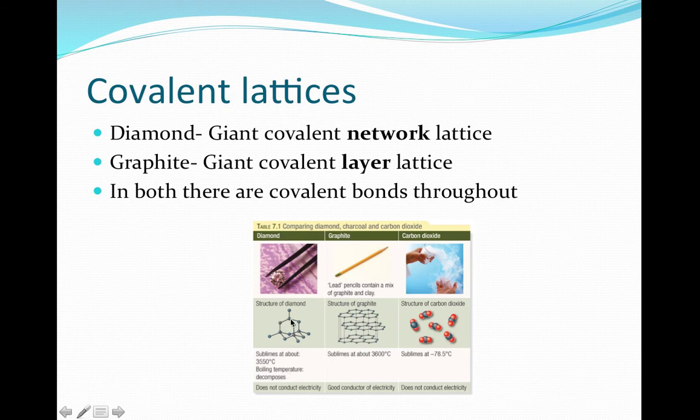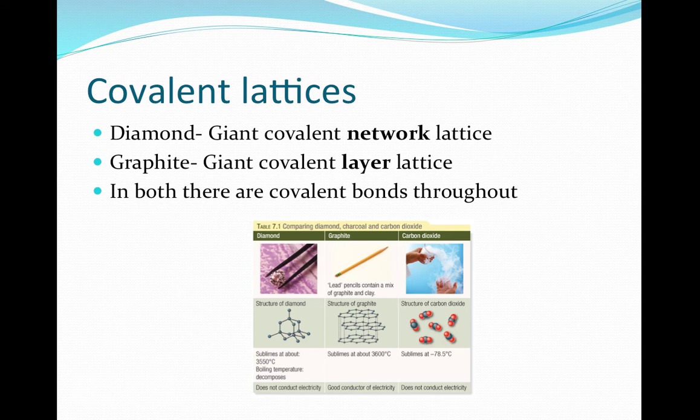We can get network lattice, where each carbon is covalently bonded to 4 others, and it just keeps on going like that. That would be a diamond. Or we can get a layer lattice, where each one is bonded to only 3 others, and we actually have one delocalized electron from each carbon. And this makes one layer of lattice, which is then attracted to the next one by dispersion forces. This would be a layer lattice, and graphite is what you've got in your pencils.